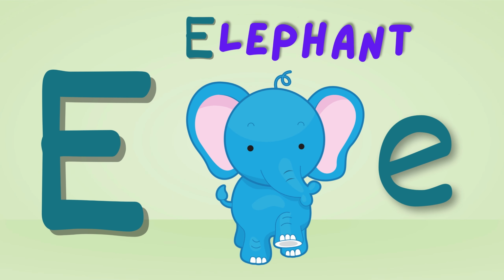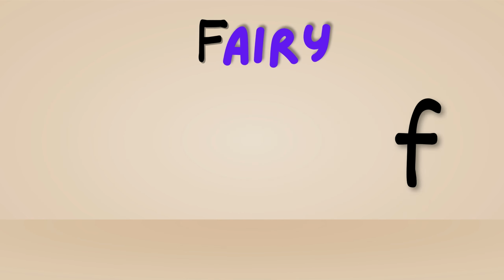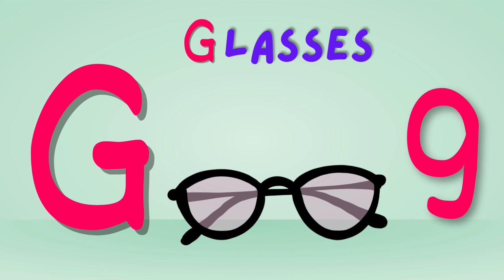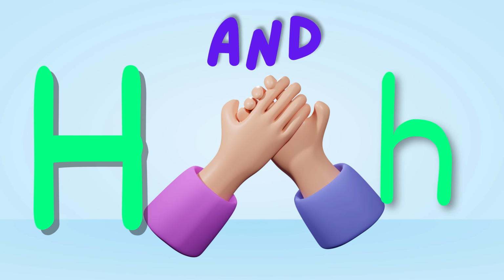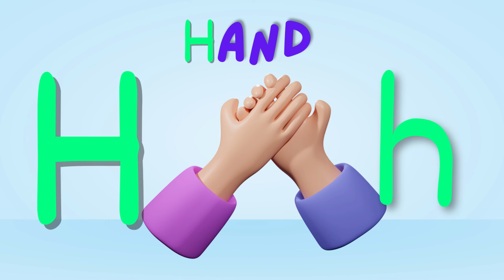E is for elephant, elephant, elephant. This is an elephant. F is for fairy, fairy, fairy. This is a fairy. G is for glasses, glasses, glasses. This is a glasses. H is for hand, hand, hand. This is a hand.